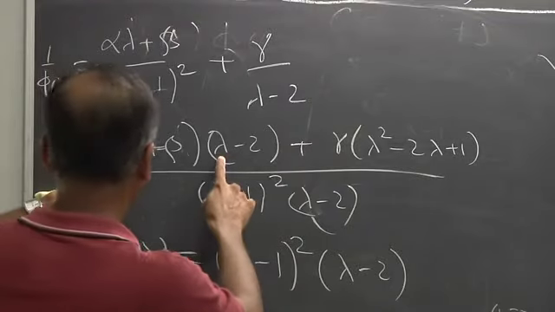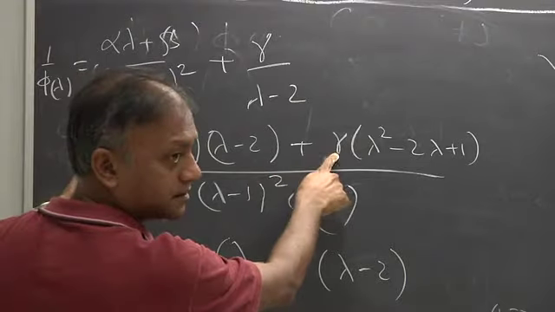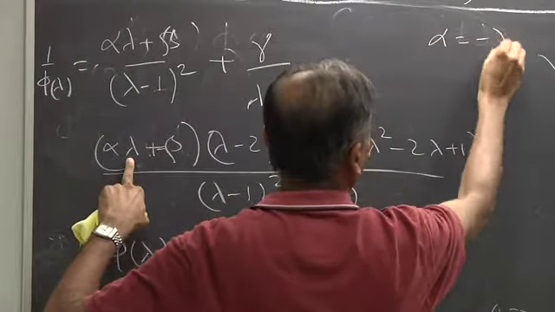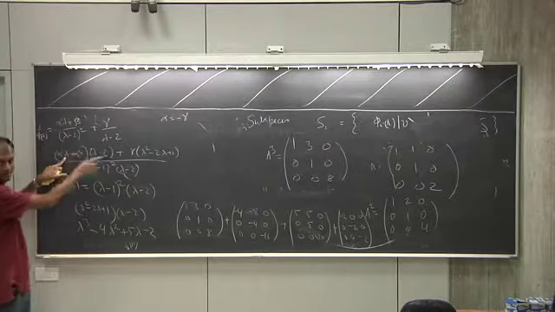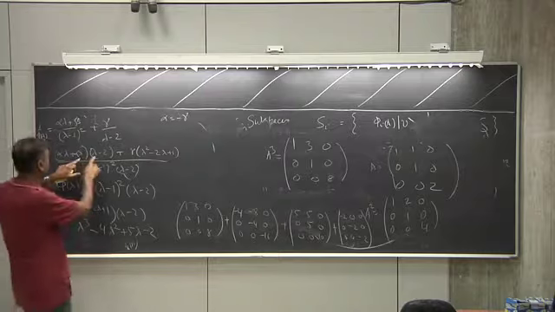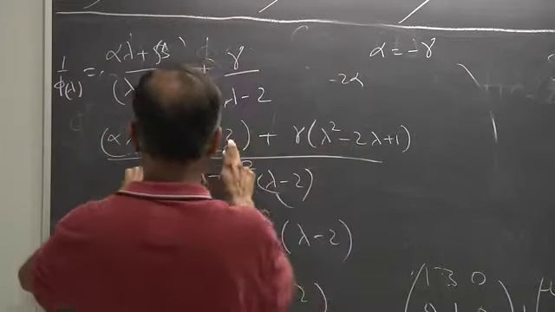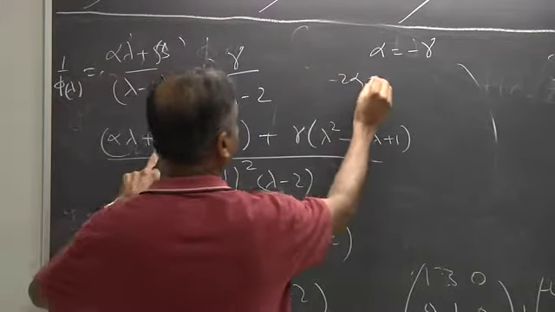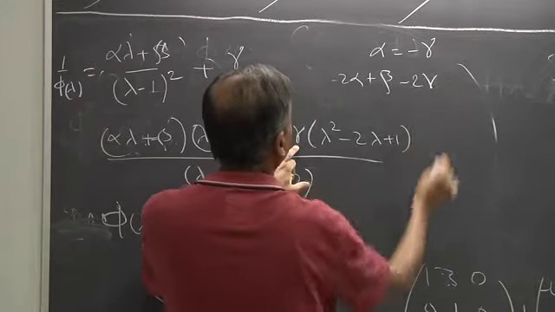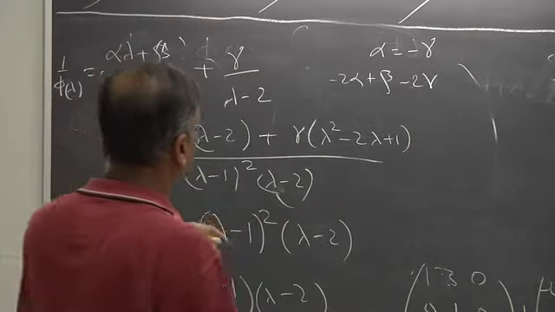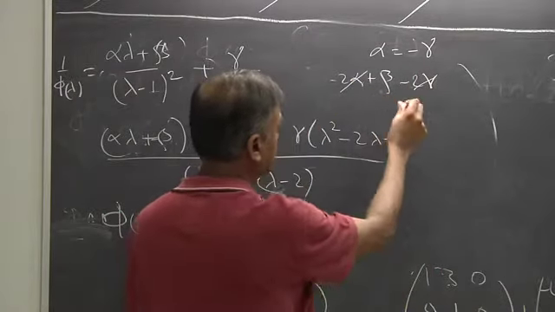So that tells me the lambda square coefficient is alpha plus gamma. So therefore alpha is equal to minus gamma. That's one equation already, because lambda square should disappear. Then the linear term is minus 2 alpha from here, plus beta from there, and minus 2 gamma from here. That should be equal to 0, but using the fact that alpha is minus gamma, these two cancel anyway. So that tells me beta is 0.